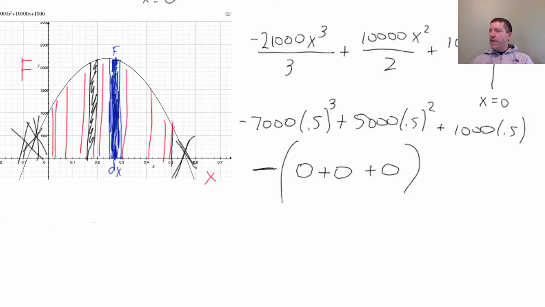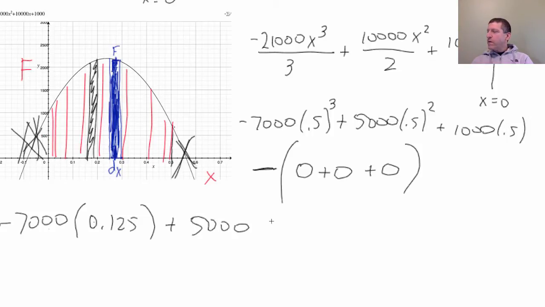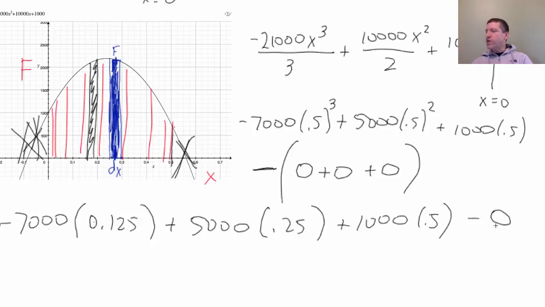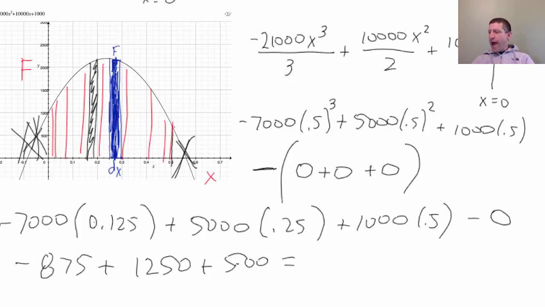And what this gives us is negative 7,000 times 0.5 cubed is 0.125. Plus 5,000 times 0.25 plus 1,000 times, because that's 0.5 squared, 1,000 times 0.5. And then minus 0, that ain't going to change it at all. And when I do all the math here, what I get is 7,000 times 0.125 will give us negative 875 plus, this will be 1,250, and then plus 500. And when I add all these up, what I end up with is the number positive 875. That's what that all adds up to.